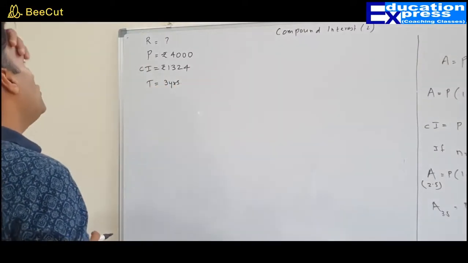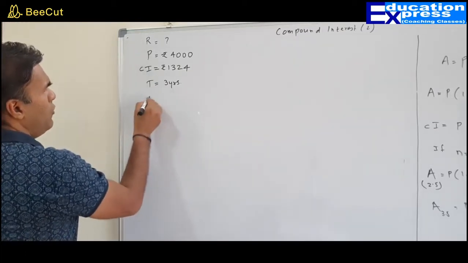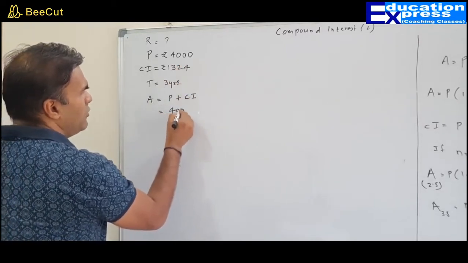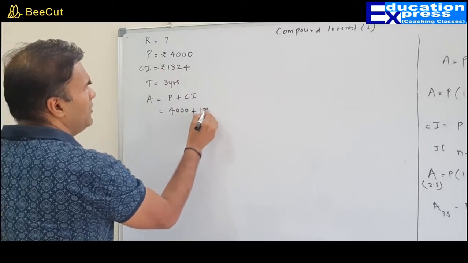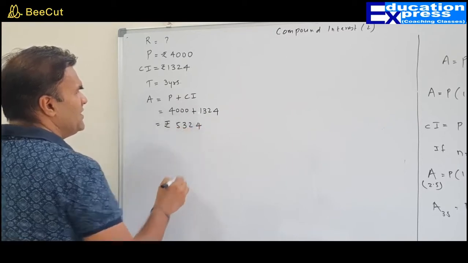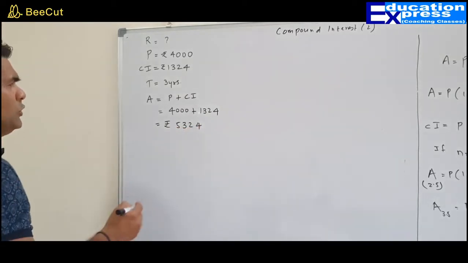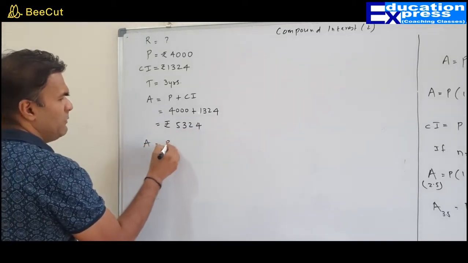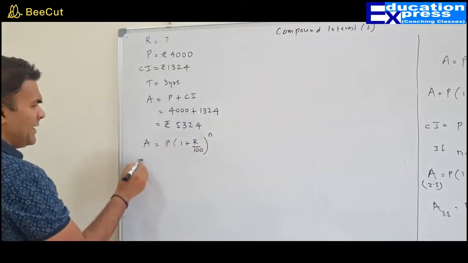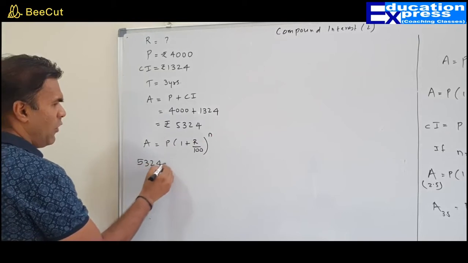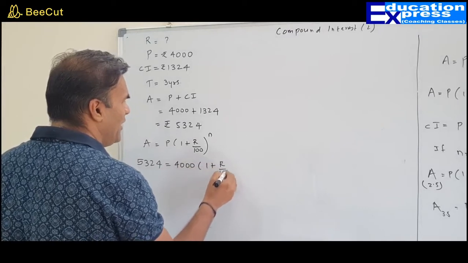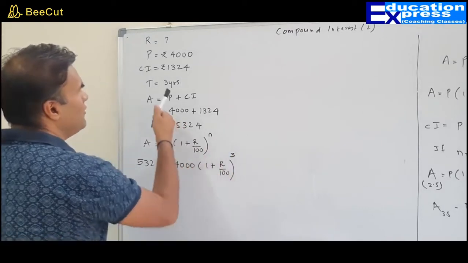My dear friends, we have to find the value of R. We all know amount equals principal plus compound interest. Since principal is available, 4000, interest is also available, 1324. So we can easily find the addition of the two, that is 5324. What to do next? Apply the formula. A equals P 1 plus R upon 100 raised to N. Substitute: 5324 equals 4000 1 plus R upon 100 raised to 3. It's given to us, 3.